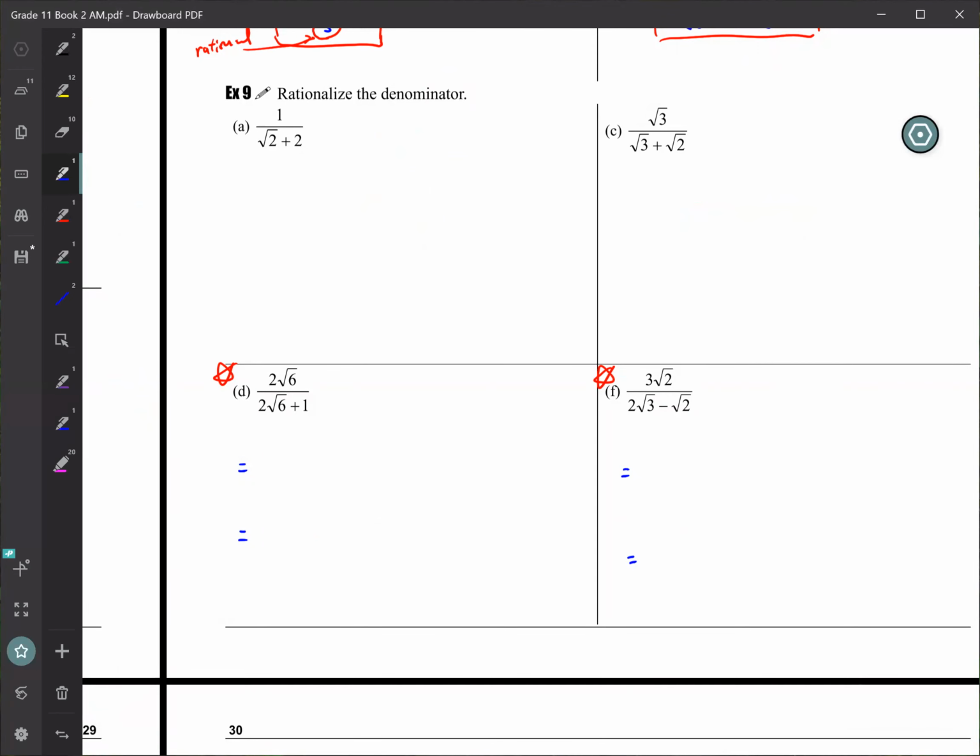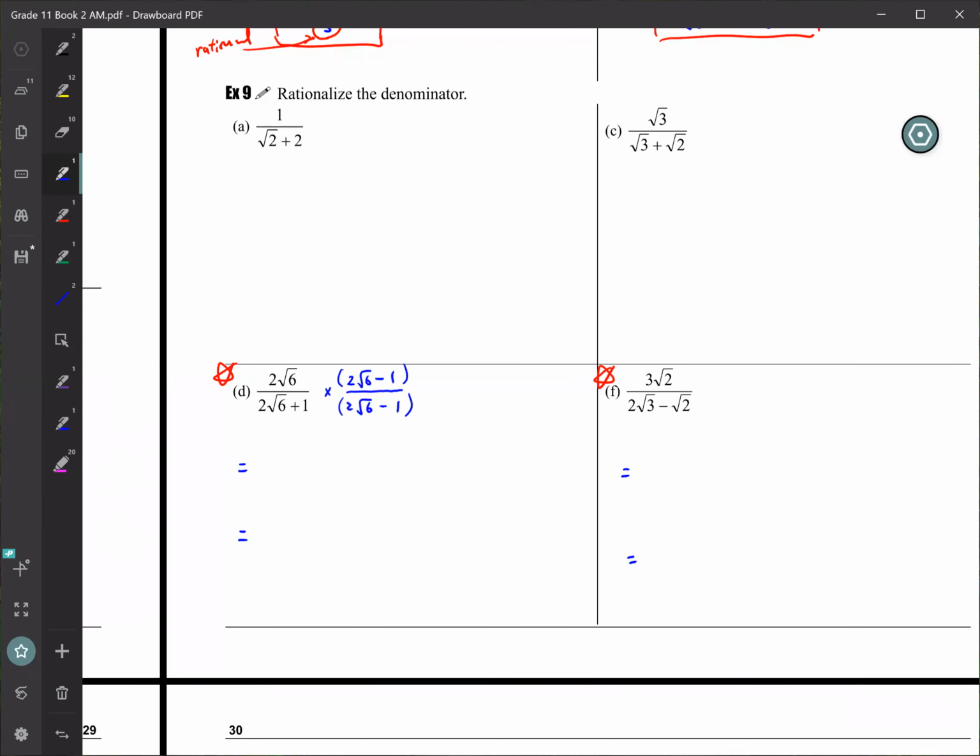Okay, Brandon, can you tell us what's the conjugate that we multiply for D? 2 root 6 minus 1. Yep, very good. 2 root 6 minus 1. Okay, you can put brackets if you like.